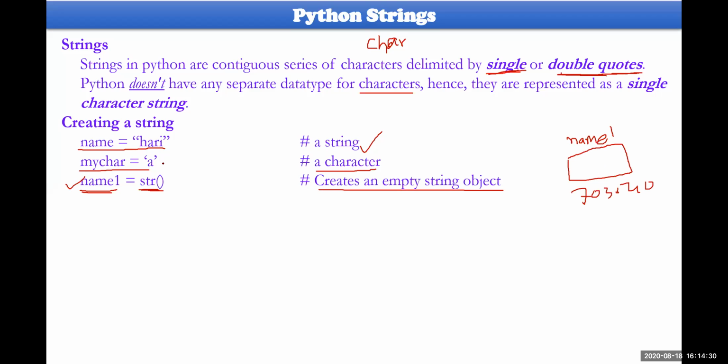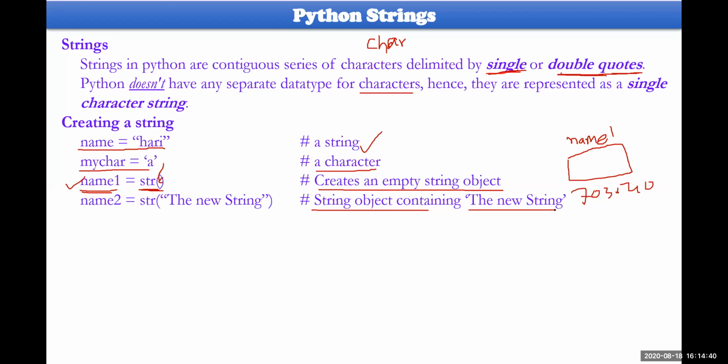Similarly, if you pass any parameter over here, it will create a string object containing the new string. The new string is what I have entered here. So you may create a null string or empty string by using str(). Otherwise, you may pass a parameter to str() so that the new string value is assigned to this variable name2. These are the four ways to create strings here. Most people are interested in creating the string something like this only.